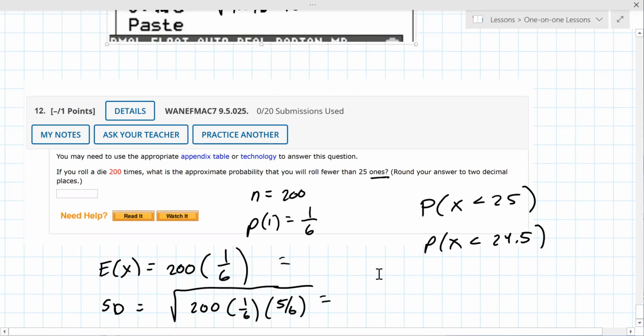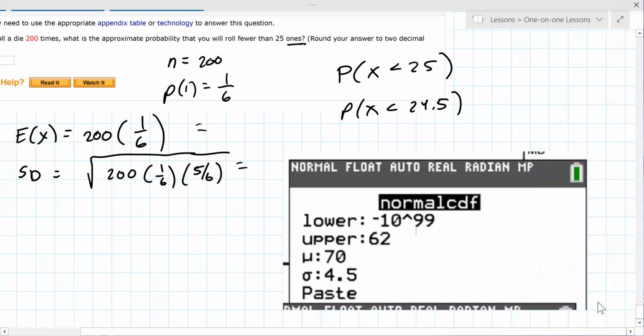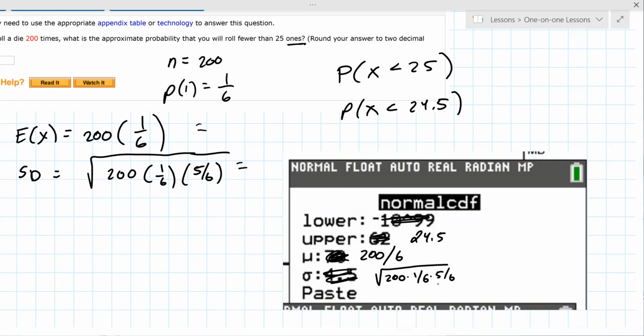I apologize, it's unclear. There's a ton that goes into this that we're kind of avoiding talking about. So the upper here is 24.5. Your mu is this 200 divided by 6, and your sigma is this square root of 200 times 1/6 times 5/6. So your lower is now, that's where it's tricky. What do we put there? 0 is pretty good for this, because whatever you get for this number should be pretty far away from the mu.